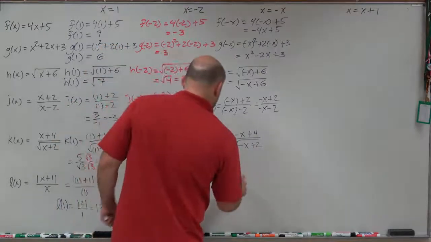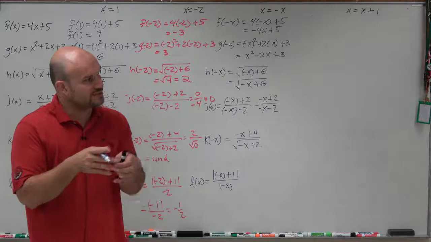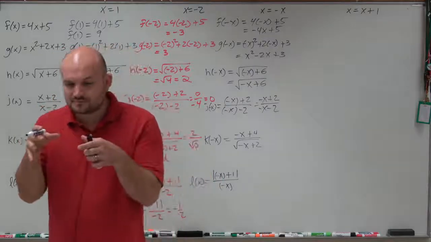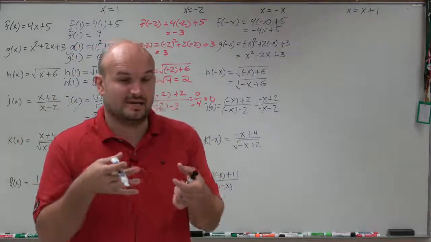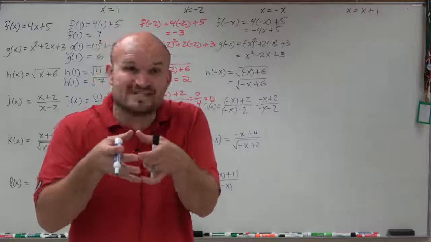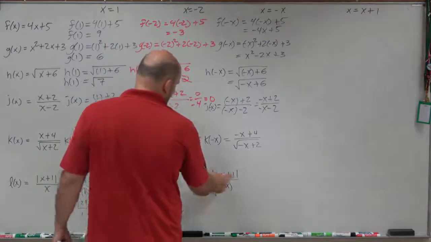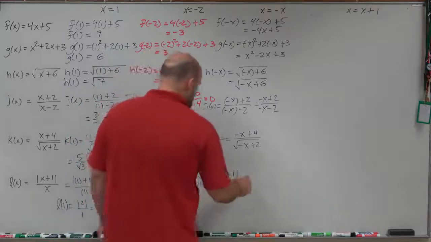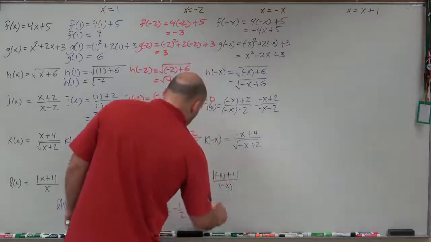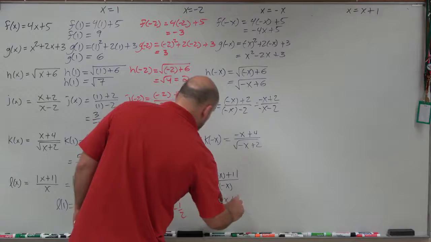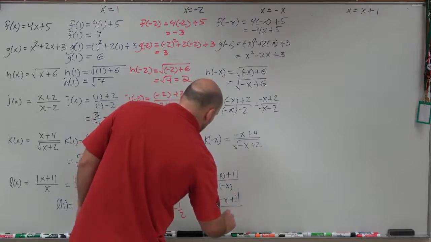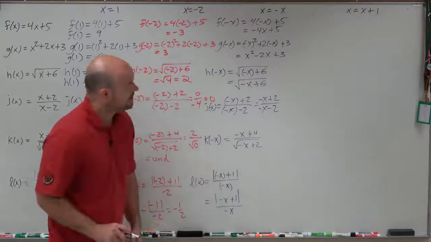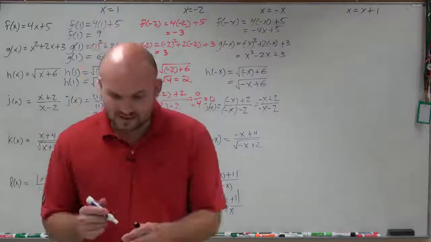That's not going to be the case, because that only works when we're dealing with an expression that is one single term, not when we're dealing with two separate terms, because we don't know what the value of x is. So therefore, the final value here is just going to be the absolute value of negative x plus 1, all over negative x.